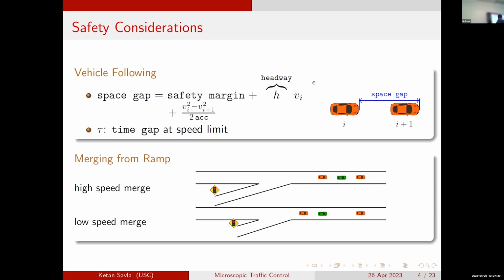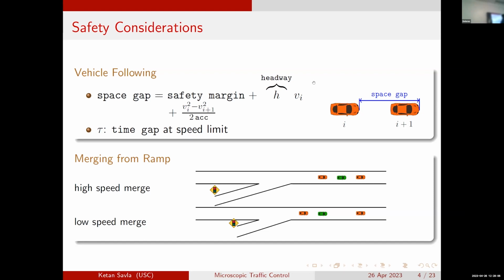So this is what I mean by geometry. Geometry means how big a ramp the vehicles have before they can join the main line. Think of Pasadena, for instance, where the ramps are really small, whereas somewhere around here, Figueroa, I think, has a huge ramp.